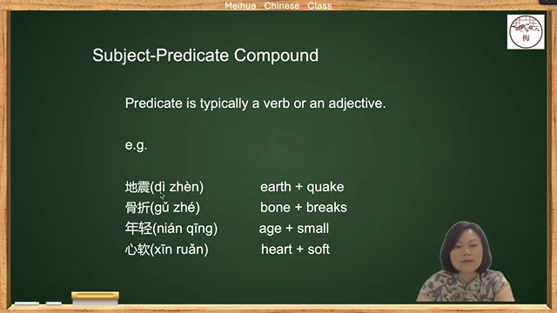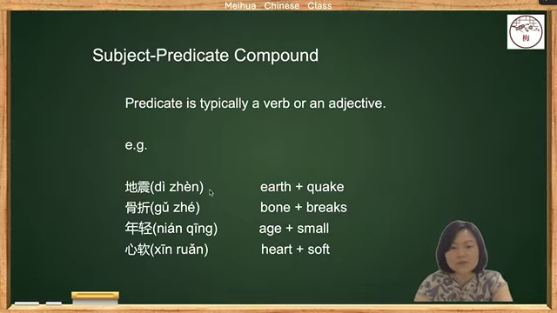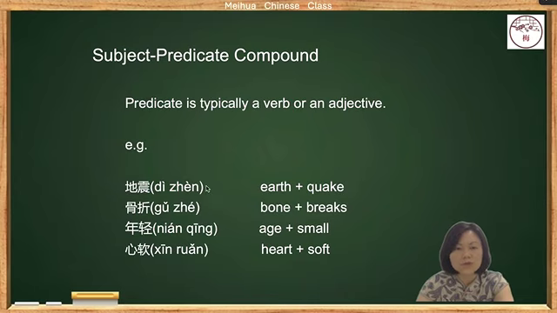地震, 地 means earth, 震 means shake or quake. Earthquake. 地震. 骨折, 骨 means bone, 折 means breaks or folds. Bone breaks. 骨折. This is like stating something, right? There is a subject here. There is either a verb here, as shown in the first two examples. Let's look at the third one.